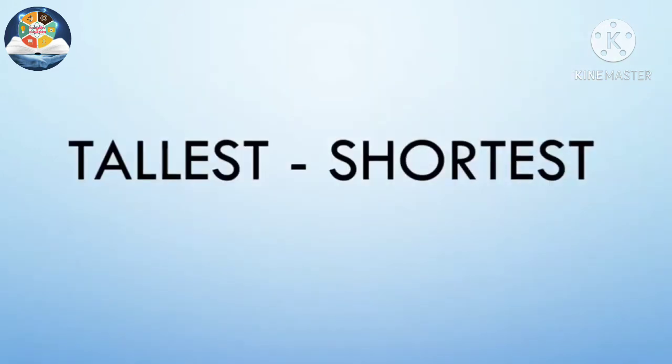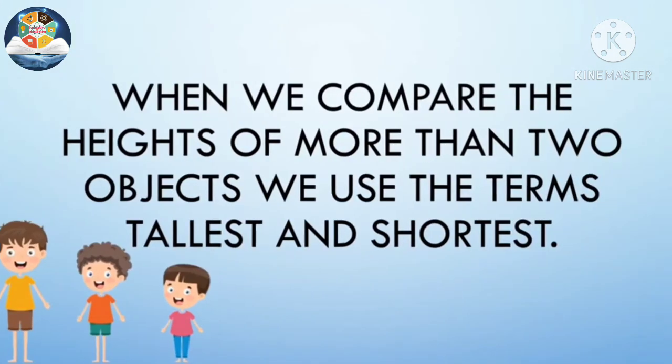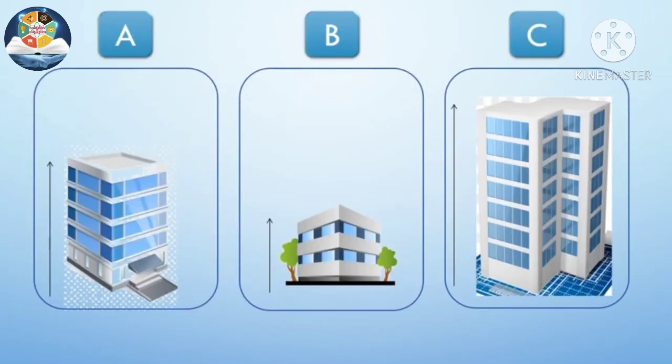Tallest, shortest. Students, when we compare the heights of more than two objects, we use the terms tallest and shortest. Let's understand it with the help of some examples.